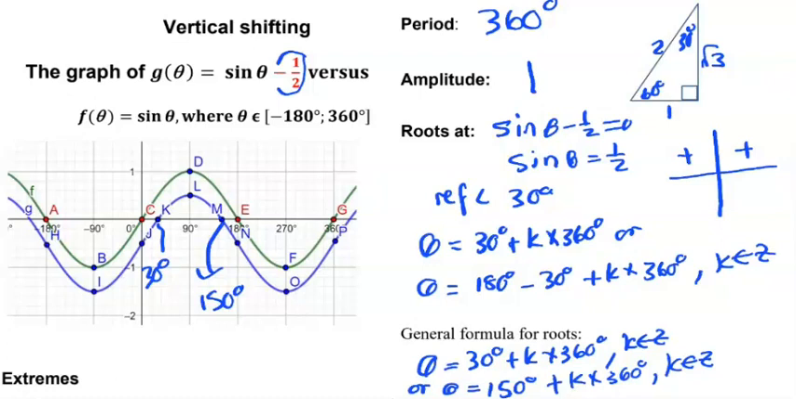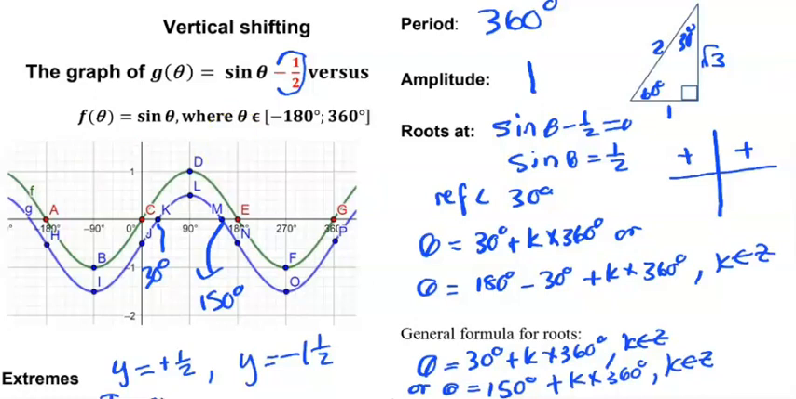We will find the extremes. In this case it is plus a half. y equal to plus a half is the maximum, and y equal to minus 1.5 is our minimum. So the minima we have at I and at O, and the maxima we have at L, and we can write down the general formulas for that.